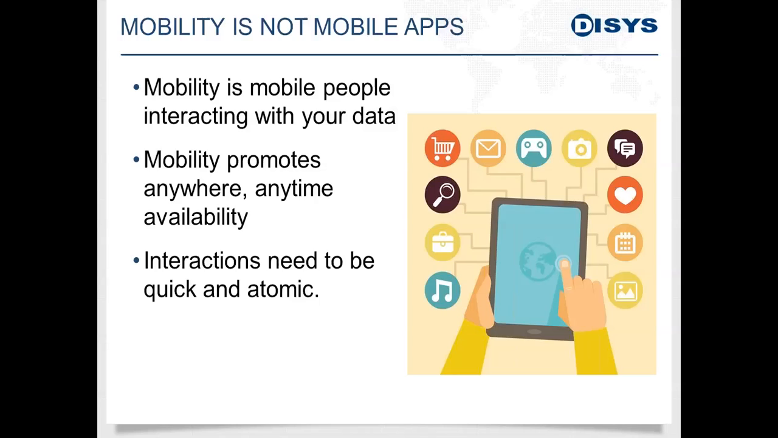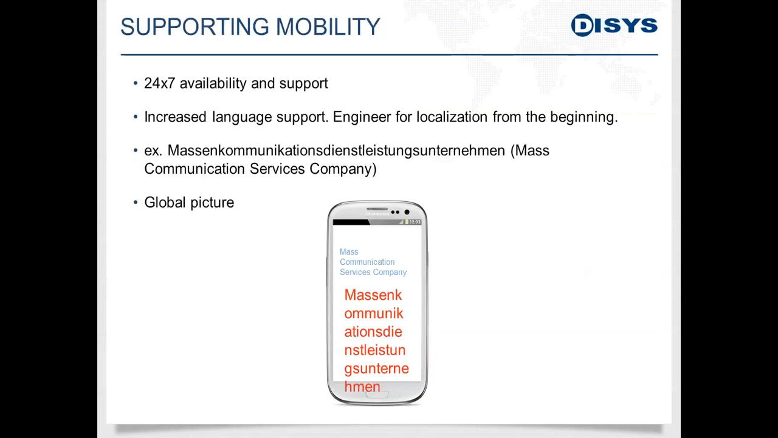All of the interactions need to be quick and atomic. And by atomic there, I mean that when I press a button, I can count on all of the processes that button would have accomplished being completed before I'm interrupted. I don't have to try to figure out, okay, where was I in the process when I do come back to the application.